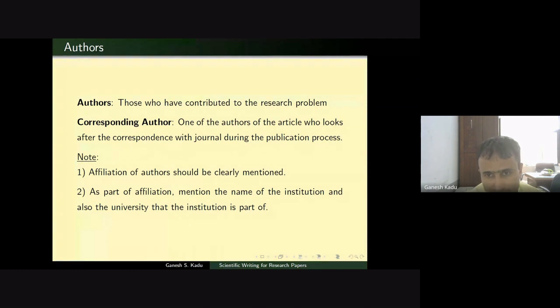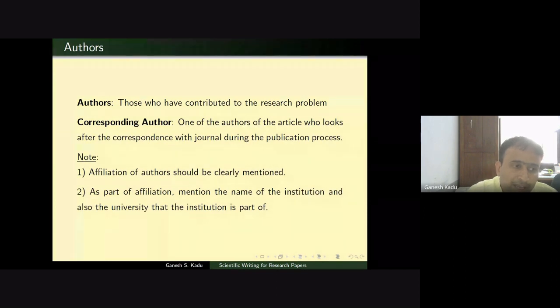So the affiliation of the author should be clearly mentioned. If you're working in a college, then the name of the college should be mentioned. If that institution is part of some university, then that university must also be mentioned. This is often important for institutions also, because if you don't put the name of the university, the university will not be able to showcase that as a paper.